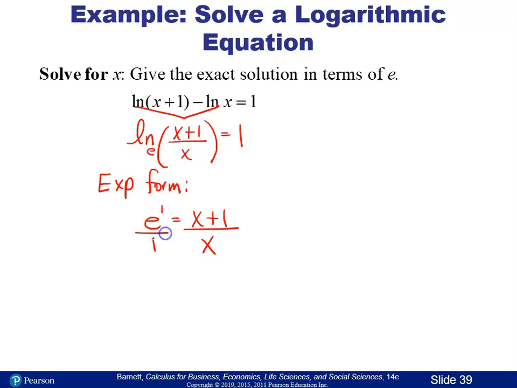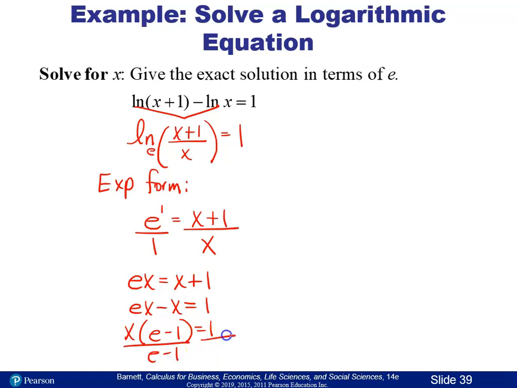Okay, so we're going to cross multiply at this point. And this one's going to be a little complicated to get the x by itself. I'm going to move all the terms that have x in them to one side. I'll factor out the x as a GCF. And then I'm going to divide by this part here. So my answer is 1 over e minus 1.